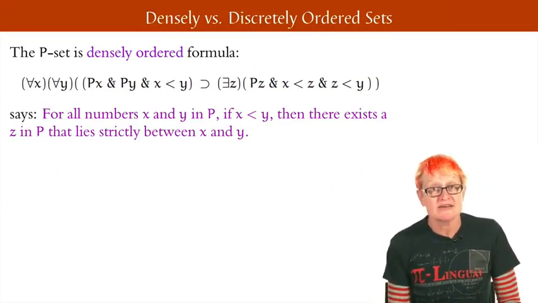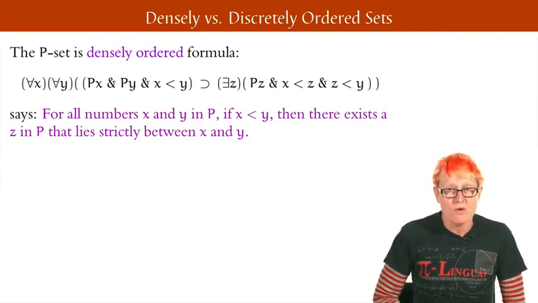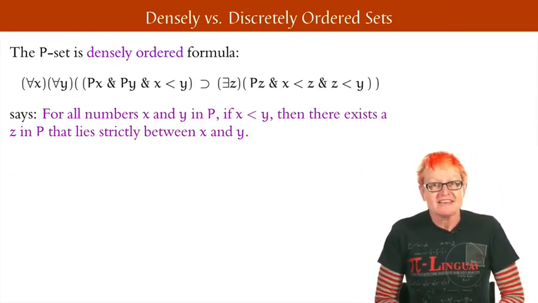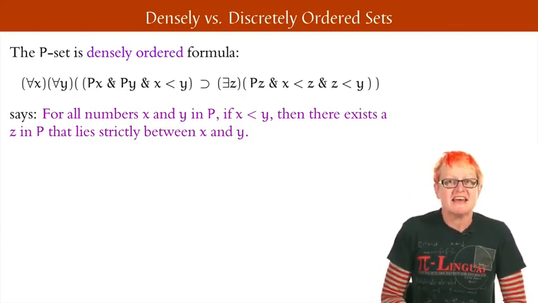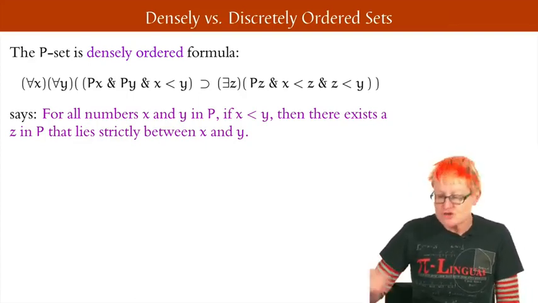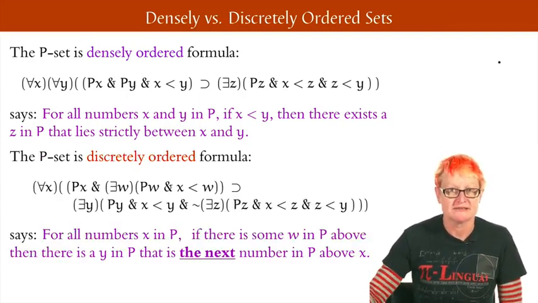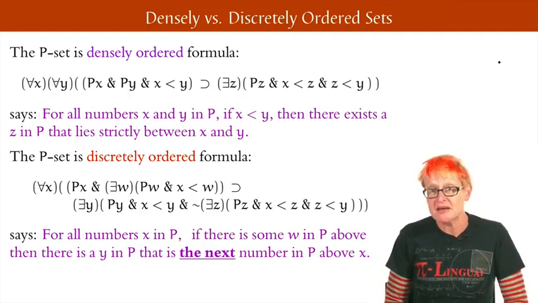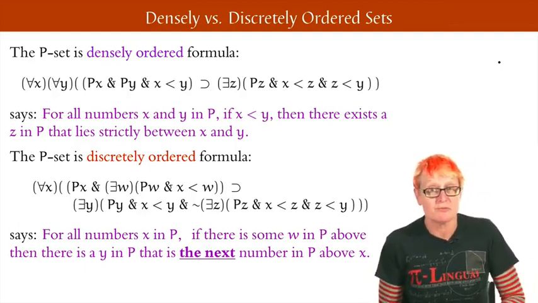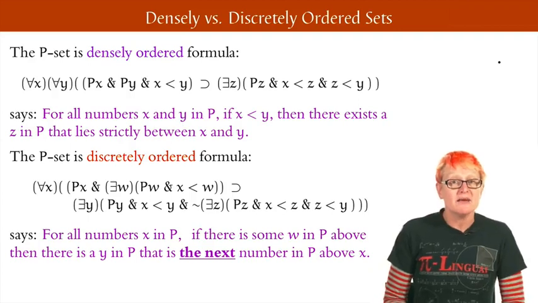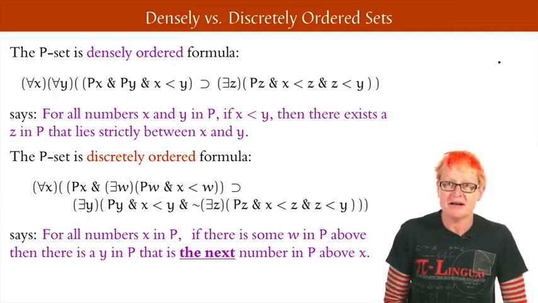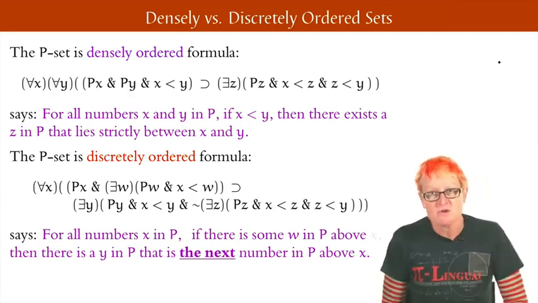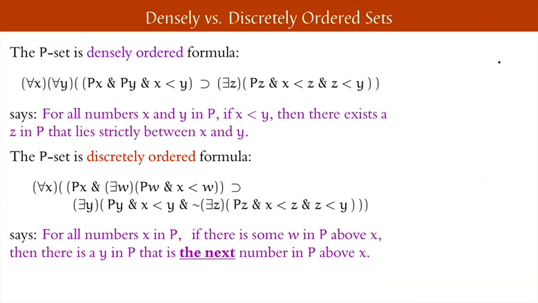Let's look at the densely ordered versus discretely ordered distinction some more. The densely ordered formula says, for all numbers x and y, if x is less than y, then there exists a z in P that lies strictly between those two numbers. In contrast, the discretely ordered formula says that for all numbers x in P, if x is not the largest number in P, then there is a y in P that is the next number in P above x, in the sense that there is nothing in P between x and y.